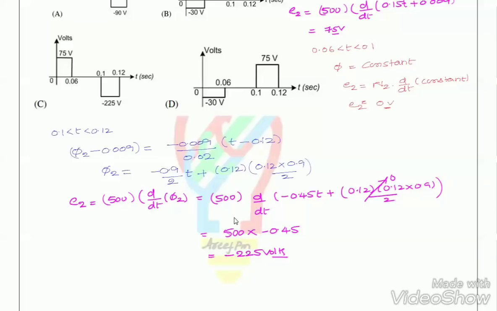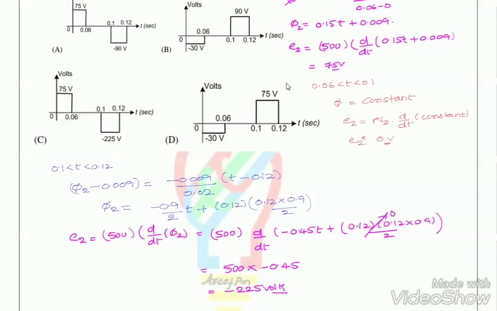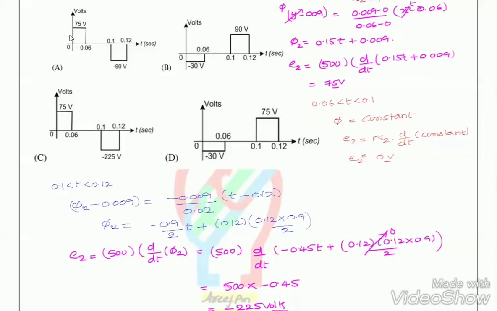So during the three intervals, in the first interval we have 75 volts, so let's see which option is correct. The first one, 75 volts, is matching, and the second interval, 0, is also matching. In the third interval we have minus 225, so option C is the answer for this question.